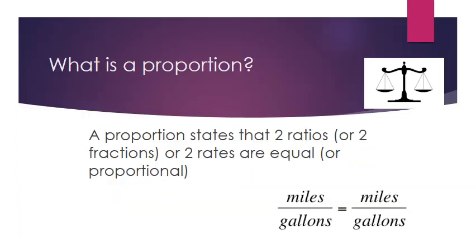What is a proportion? A proportion states that 2 ratios, or 2 fractions, because remember in the previous podcast we said a ratio can be a fraction, or 2 rates are equal or proportional. So basically, proportion means equal. You can see the example there of miles over gallons equals miles over gallons, and also how the weight is exactly the same on each side, not one greater than the other in terms of distribution.